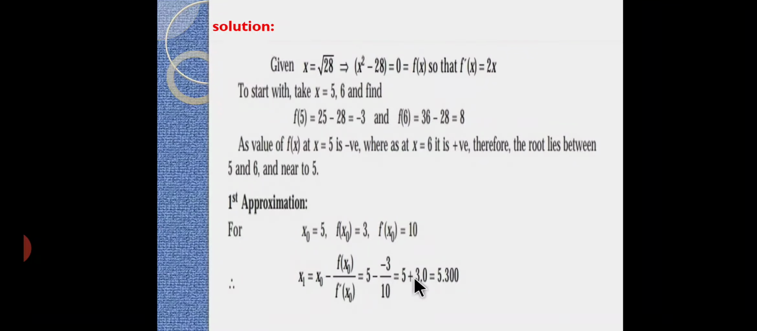For the next iteration, using the Newton-Raphson formula, when n is equal to 0, x1 is equal to x naught minus f of x naught by f dash of x naught. We substitute the x naught value, f of x naught value and f dash of x naught value in this relation. We get 5 minus 3 upon 10, that is equal to 5 plus 0.3, that is equal to 5.3.